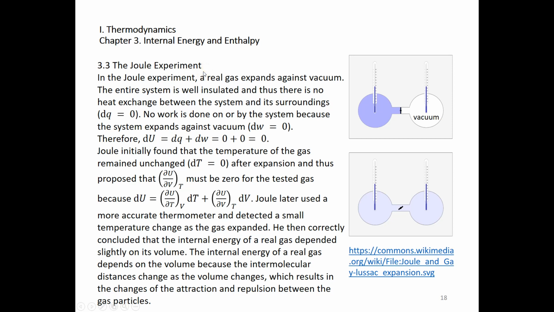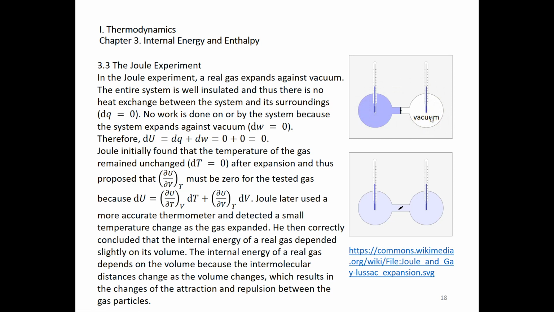Joule designed this experiment to study how the internal energy of a real gas depends on its volume under constant temperature condition. So over here we have the experimental apparatus. There are two compartments separated by a valve. Right now we have a real gas on the left hand side, vacuum on the right hand side. We have thermometers to monitor the temperature and the temperature change. And this system is well insulated.